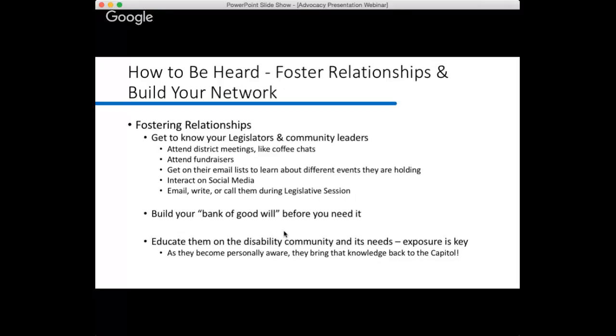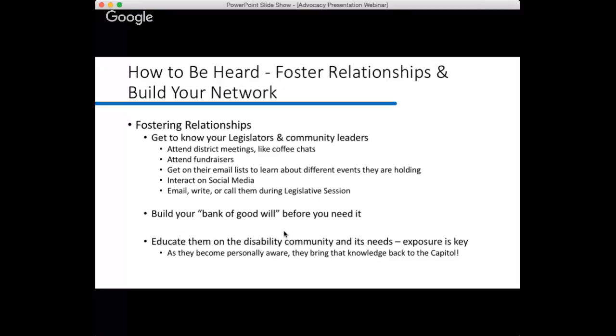So a great way to get to know your community leaders, attend those district meetings, for example, coffee chats or fundraisers, open houses, town halls, an event that they've put out on social media, and just introduce yourself and have them get to know you over the long run. And this is a long-term investment. Obviously, it takes a little bit of time to get to know somebody, and it obviously will take quite a bit of time to educate them on your issues.